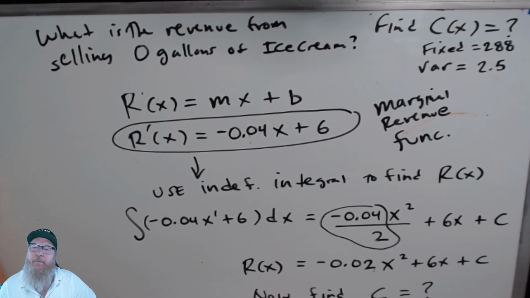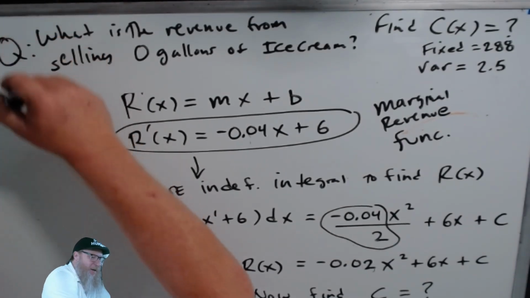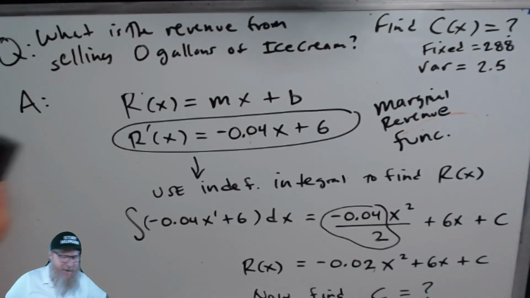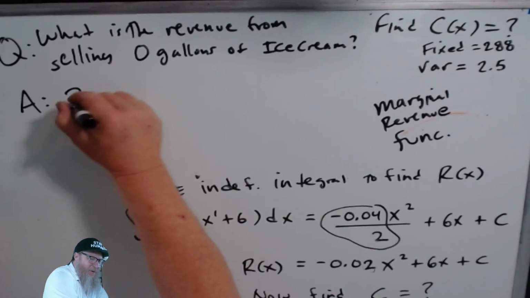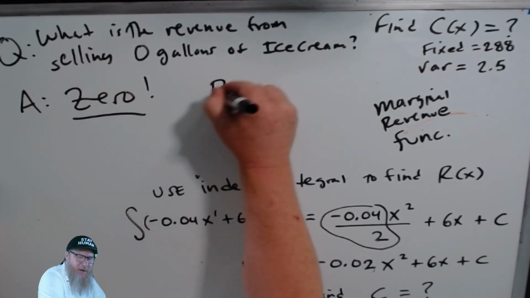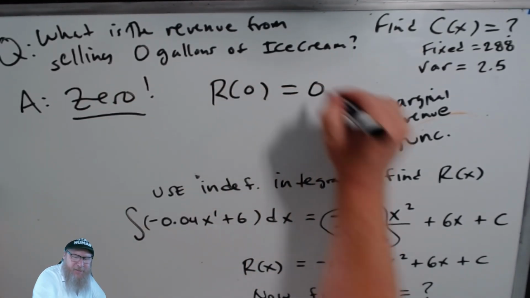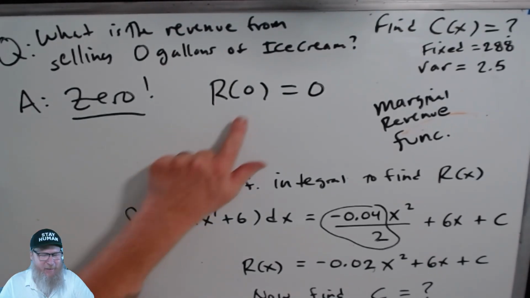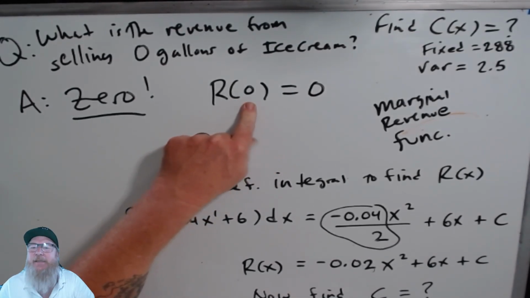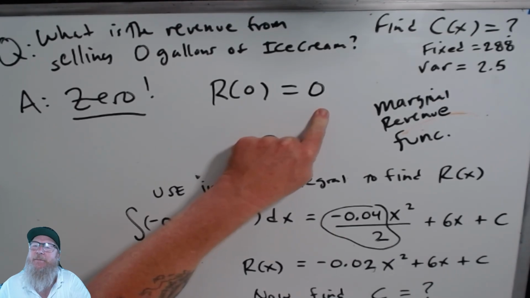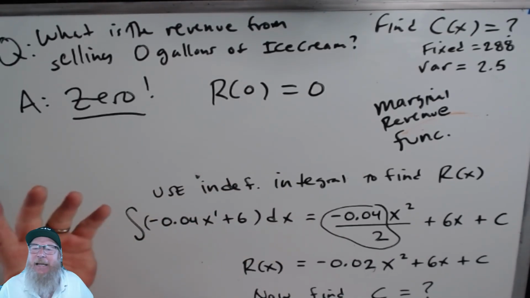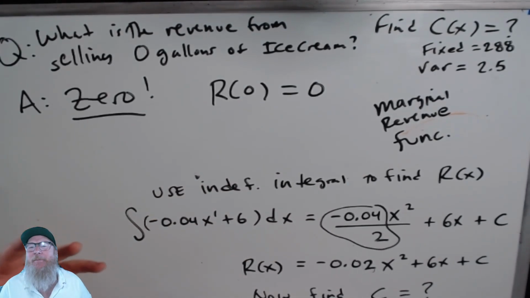Pause, wait for it. 0. So that's the question. The answer is 0. So in other words, the revenue of 0 gallons is $0, right? In other words, if you don't sell anything, you don't make anything, right?